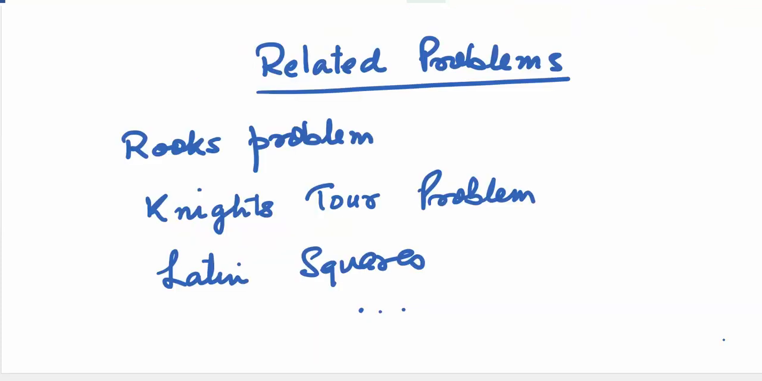There are some problems which are closely related to the n-queen problem. The first one is the rook's problem. As you know, the rook can only move horizontally or vertically. So it is a simpler version of the n-queen problem. So what is the problem? It is to place a rook in every row in such a way that no two rooks can attack each other. In the knight's tour problem, the problem is to place knights on the chessboard such that it visits every square exactly once. In a Latin square, we place n different symbols in every row such that each symbol appears in each row and column only once.